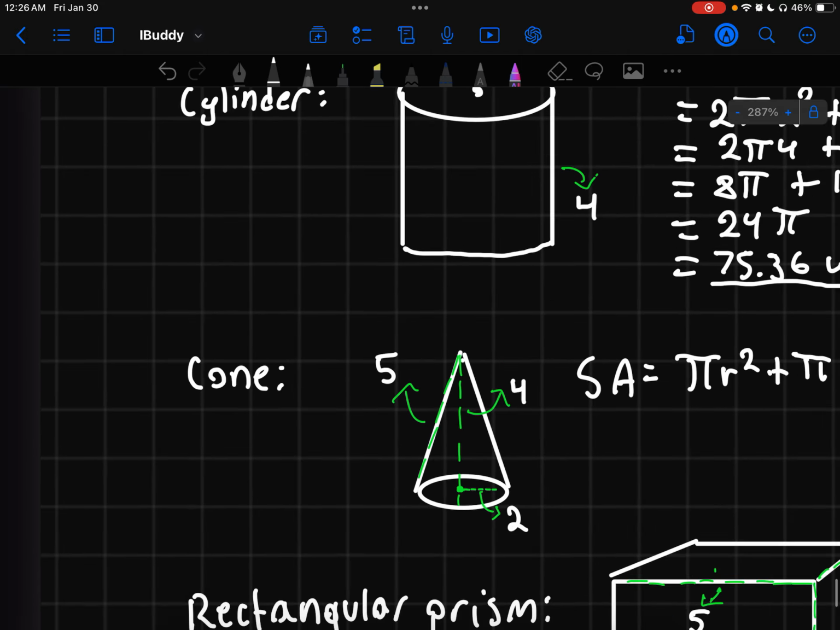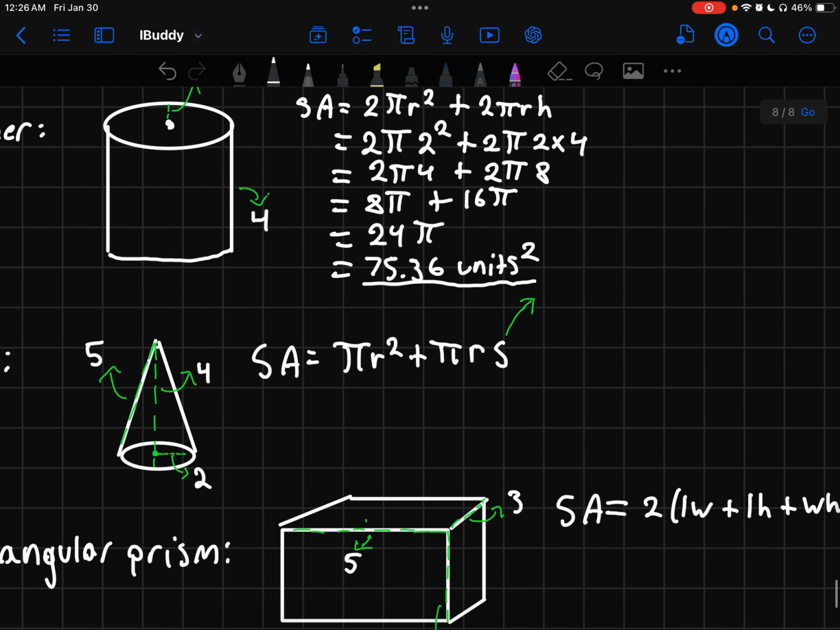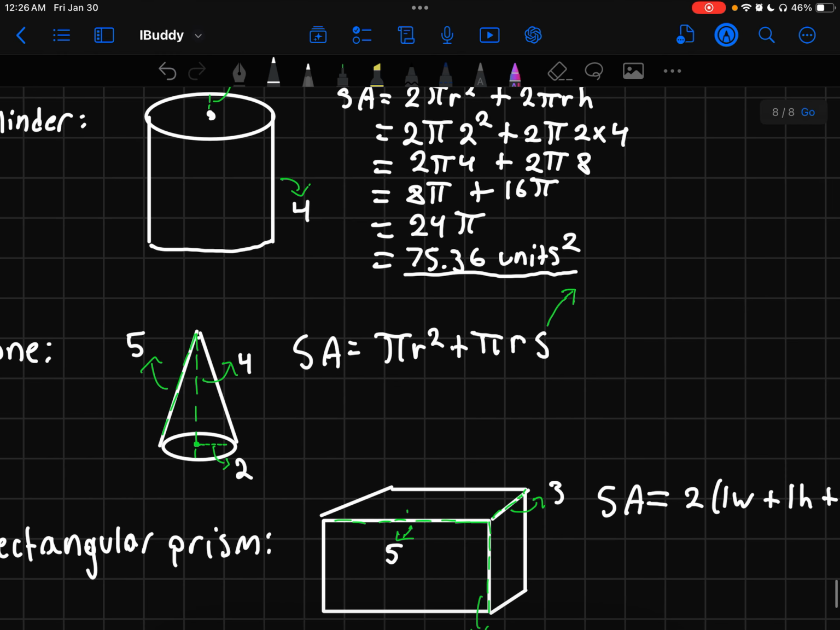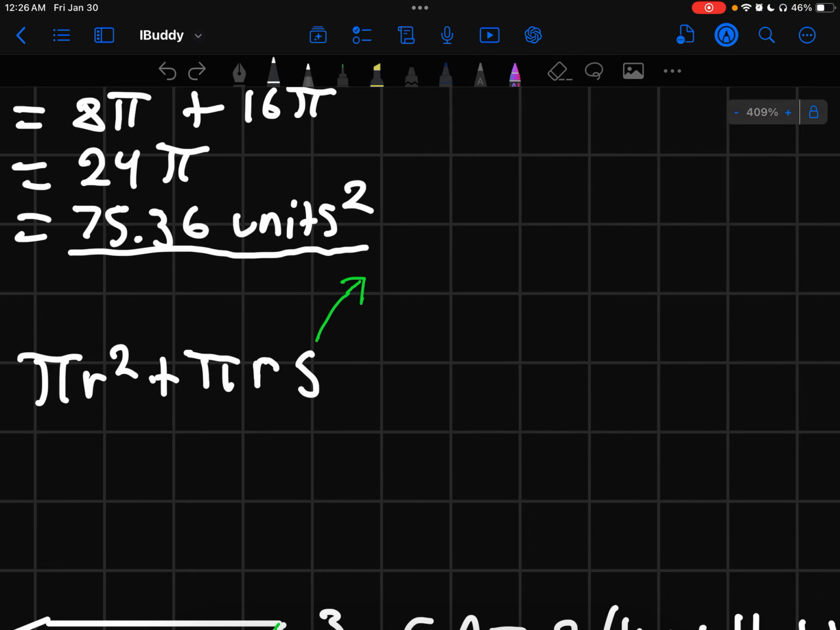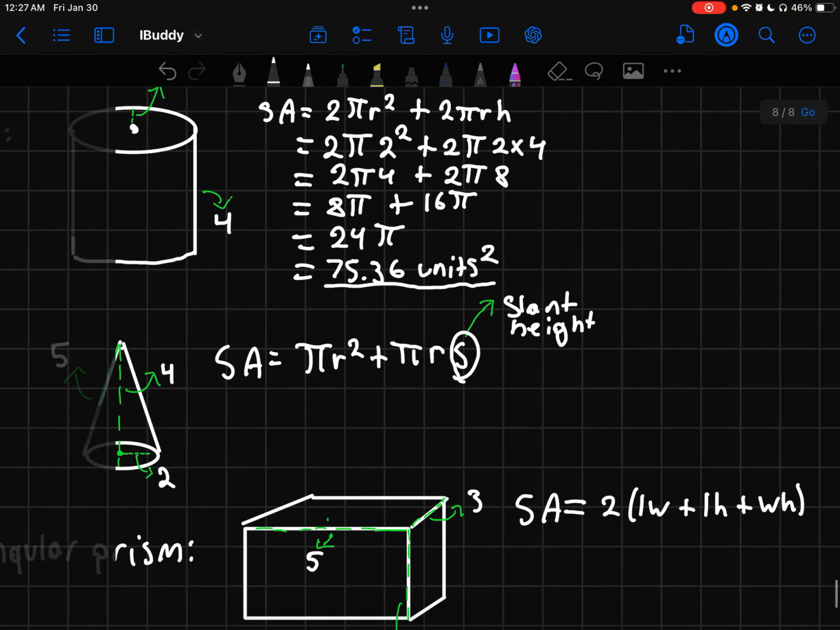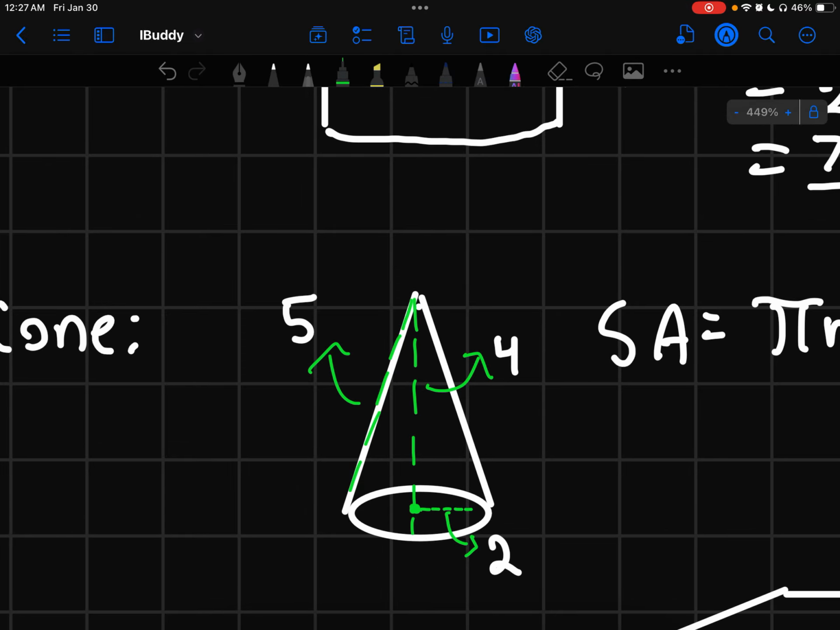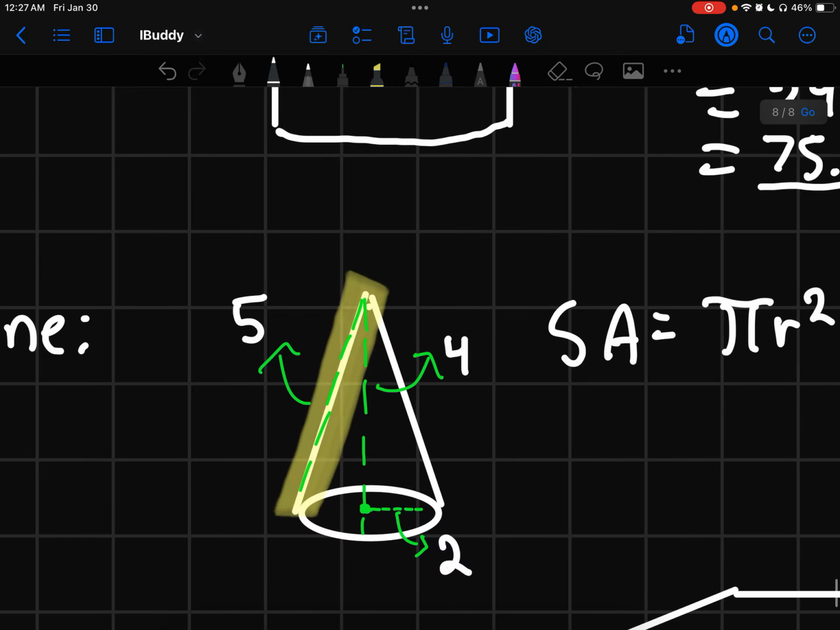Okay, so now moving on, we have the cone. So the surface area of the cone, for this we'll be learning a new variable. This variable is just called the slanted side, the slant height. So S here is the slant height. So what this is, the slant height is basically this slanted height over here. So we'll just plug this into the formula.